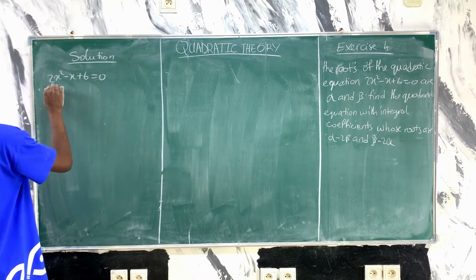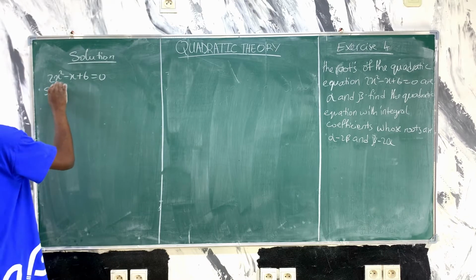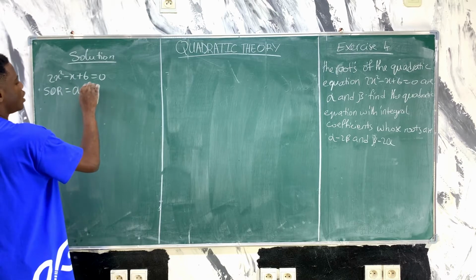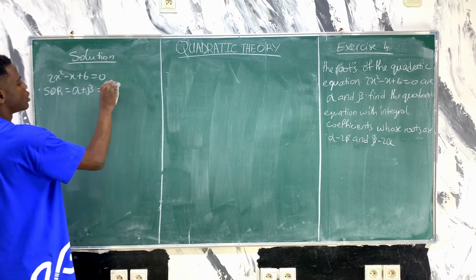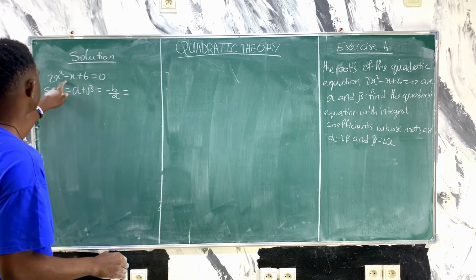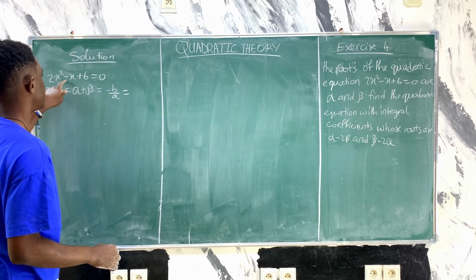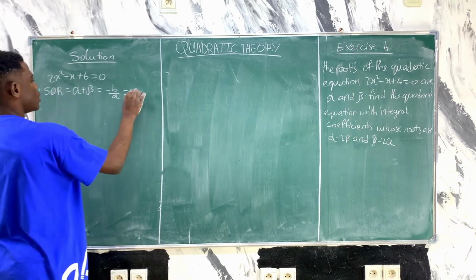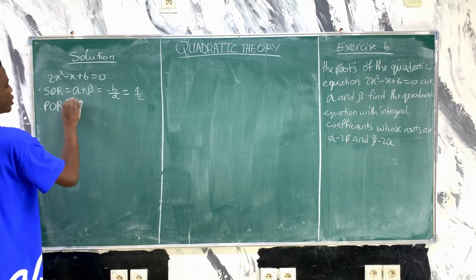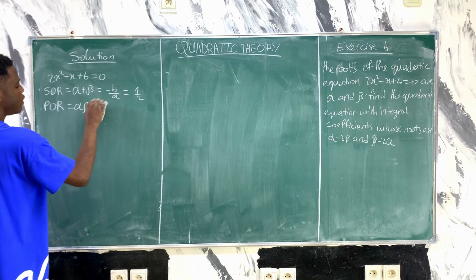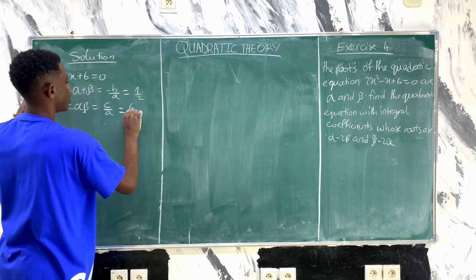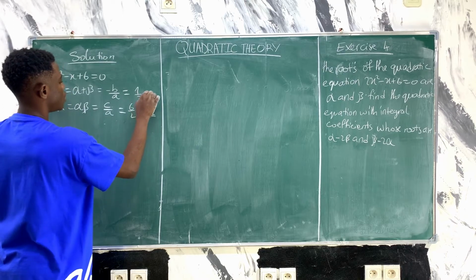We have the sum of roots. The sum of roots is alpha plus beta, equal to minus b on a. What's minus b on a? b is minus 1, so minus b is 1. The product of roots, alpha beta, is equal to c on a, which is 6 on 2, which is equal to 3.